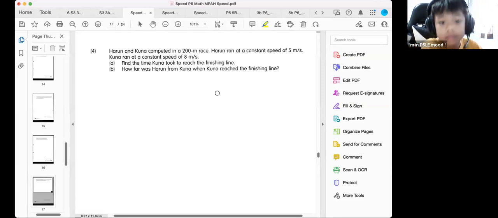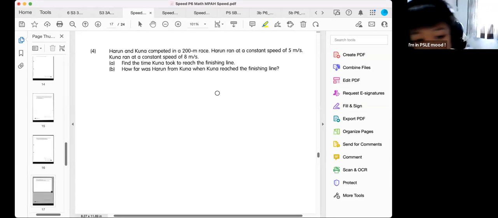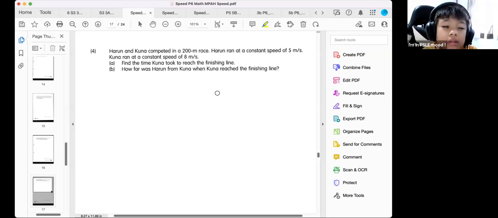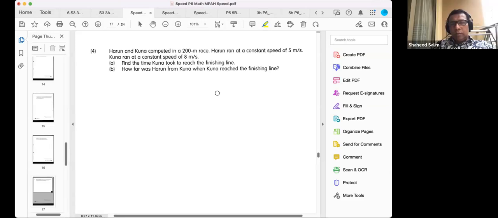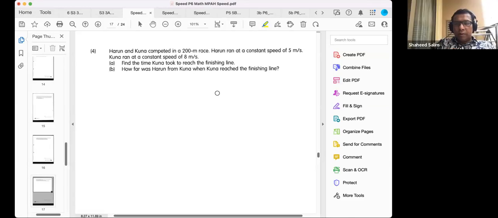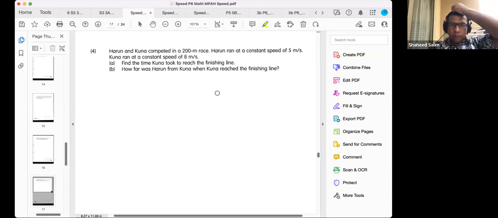Harun and Kuna completed a 200-meter race. We know the distance. Harun ran at a constant speed of 5 meters per second. Kuna ran at a constant speed of 8 meters per second. So 200 divided by 8, and you get 25. Well done. So you get 25 seconds.